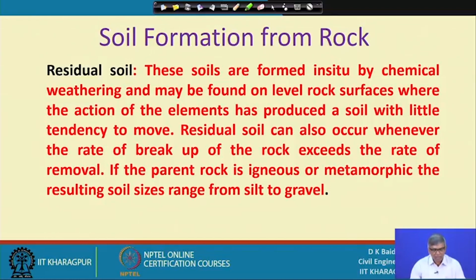And residual soil can also occur whenever the rate of breakup of the rock exceeds the rate of removal. So, then some will be deposited there itself, and that is also called residual soil. If the parent rock is igneous or metamorphic, the resulting soil sizes range from silt to gravel.